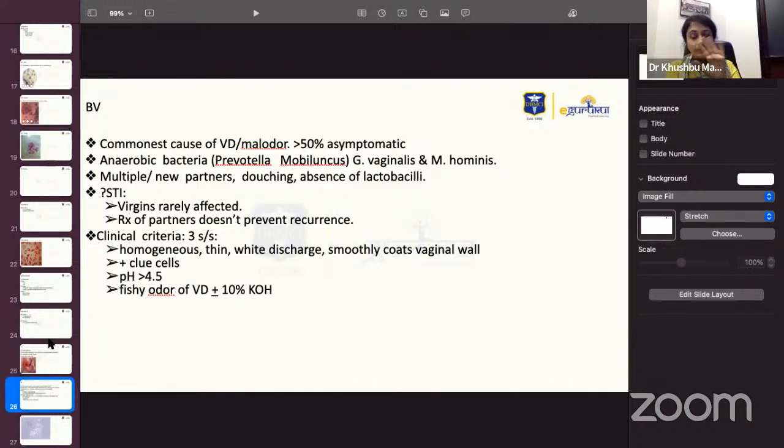You should remember this criteria: how the discharge is, presence of clue cells, a pH which is more than 4.5, and a fishy odor on putting 10% KOH, the Whiff test. This is called Amsel's criteria, and this is used to diagnose bacterial vaginosis.